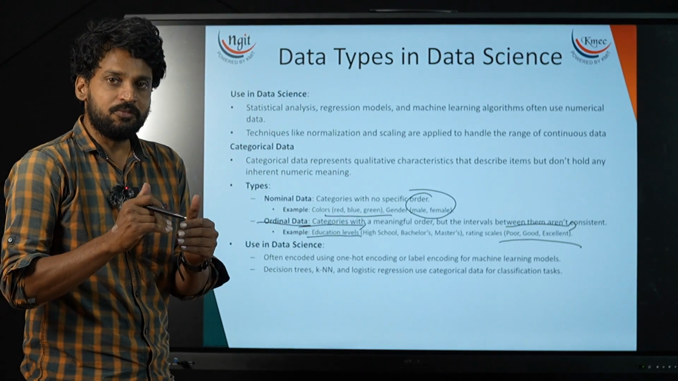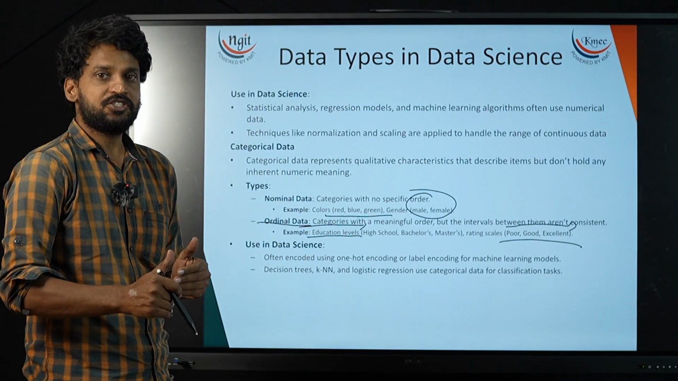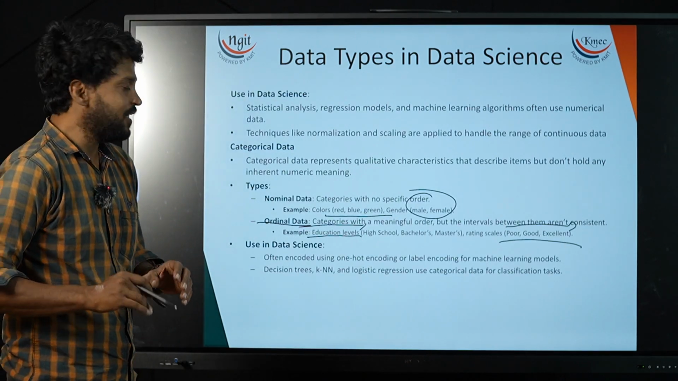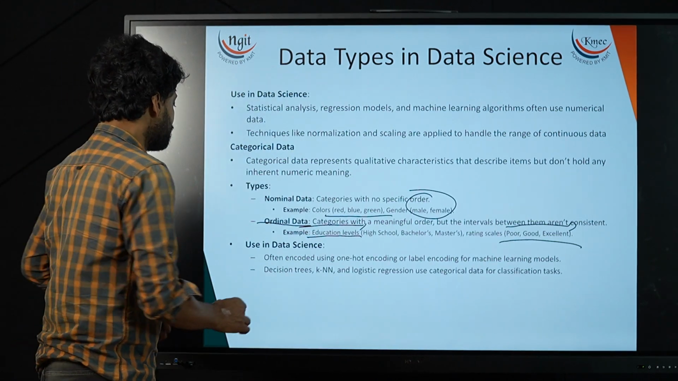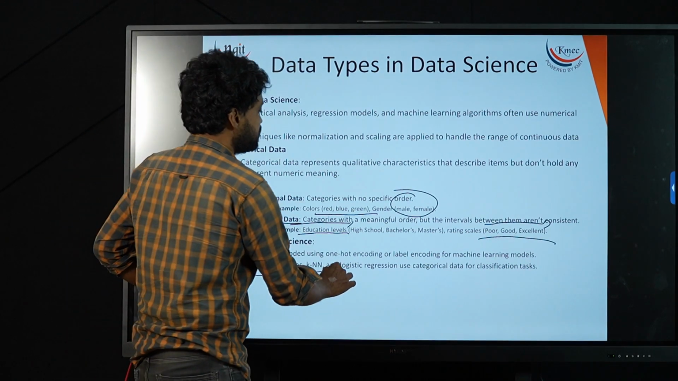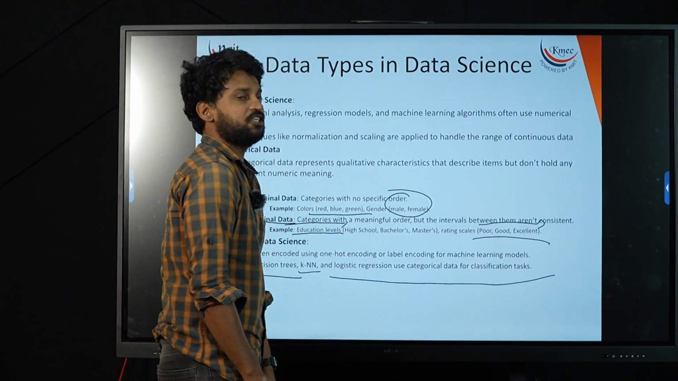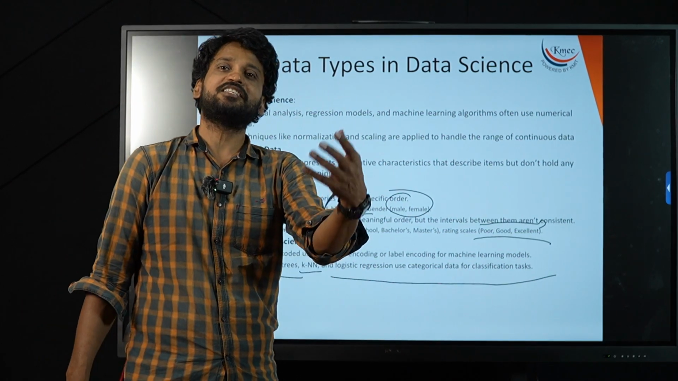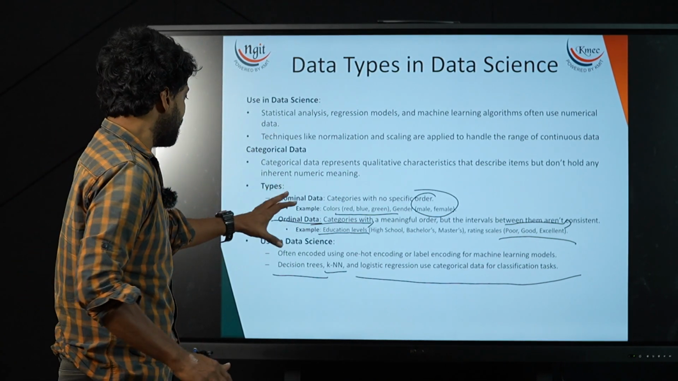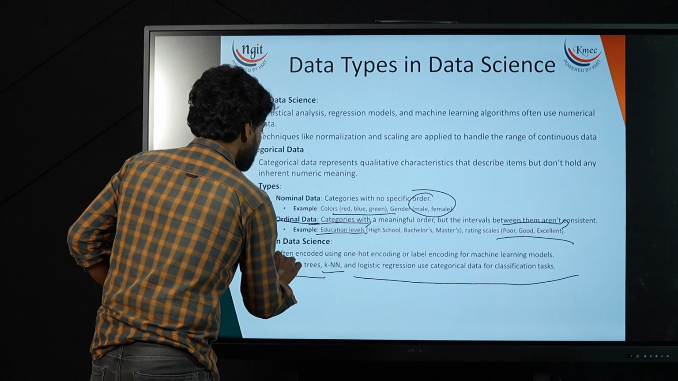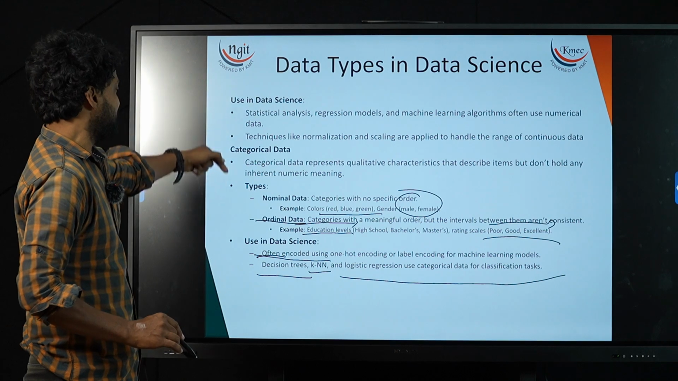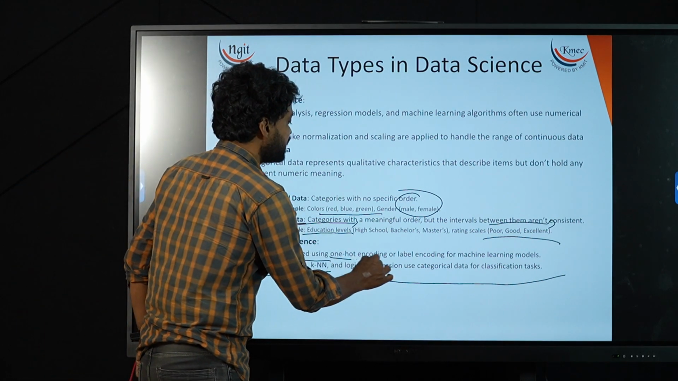Categorical data doesn't have any numerical significance unless we convert it. This categorical data we often deal with in data science. It is used in decision trees, k-nearest neighbors algorithms, and logistic regression for the classification task, and we have to encode it. Encoding techniques we're going to deal with later, but I'll tell you in a nutshell what encoding is. We often need to encode this categorical data using something called one-hot encoding.